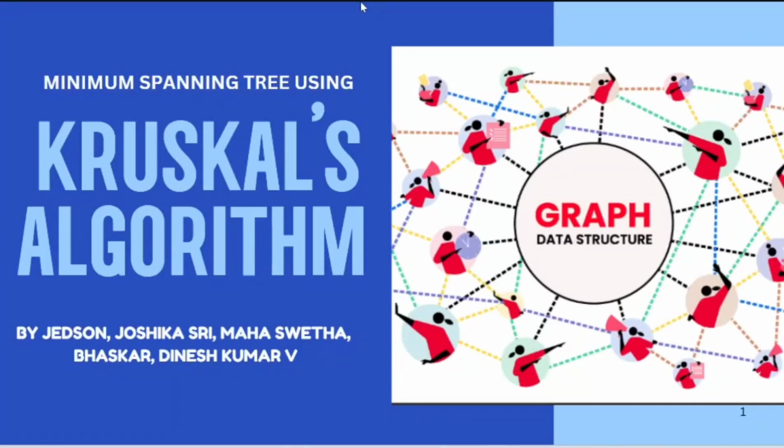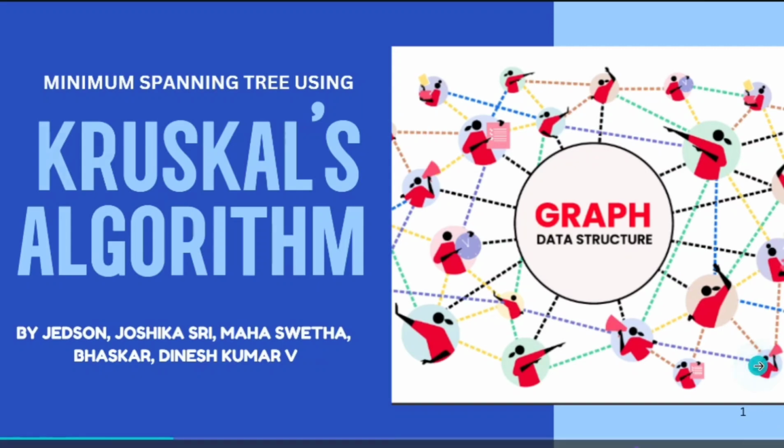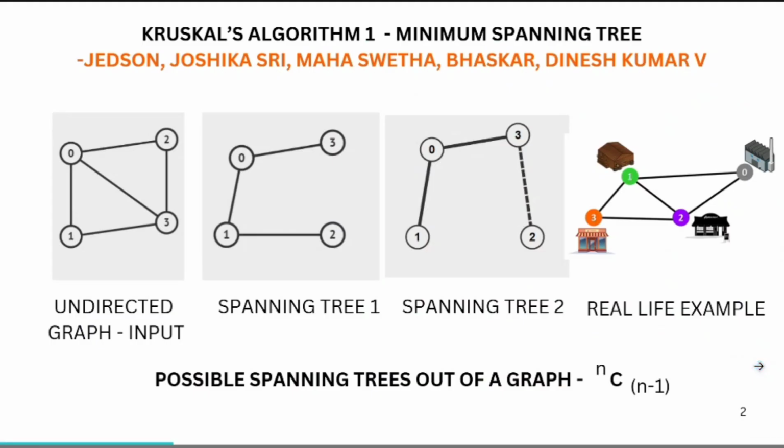Hello everyone. Let's dive into an important concept in graph theory, the minimum spanning tree, and explore one of the most efficient algorithms to find it, Kruskal's algorithm. Now, why Kruskal's algorithm? Kruskal's is a greedy algorithm, which means it builds the MST by making the locally optimal choice at each step, aiming for the global minimum cost.